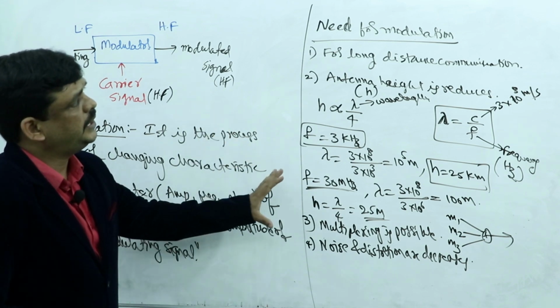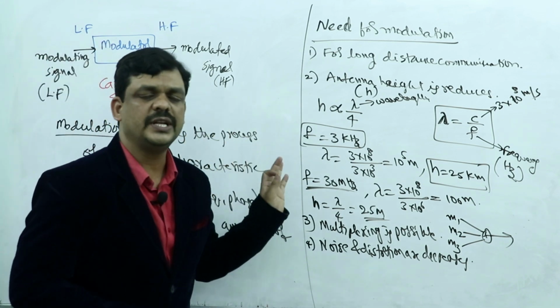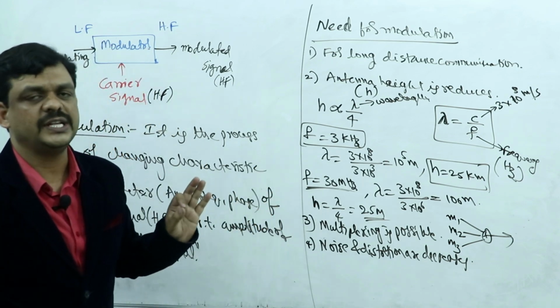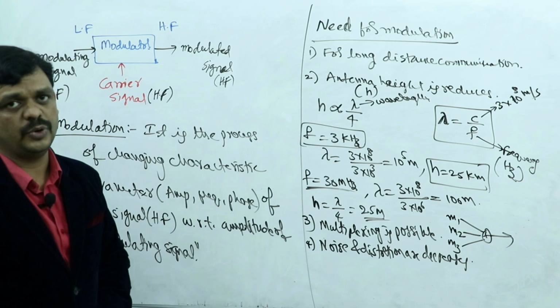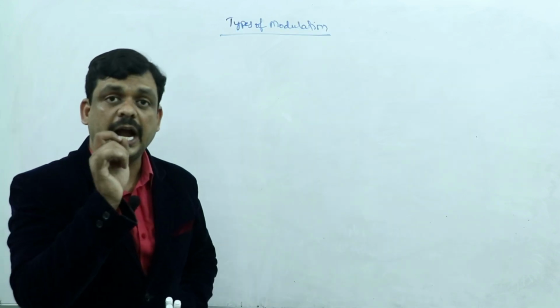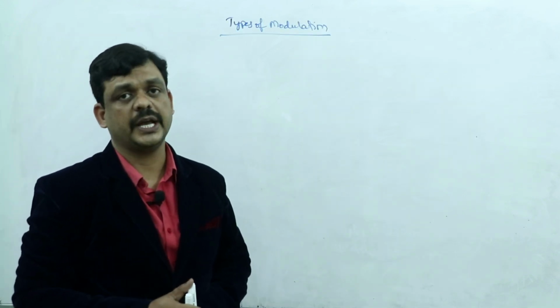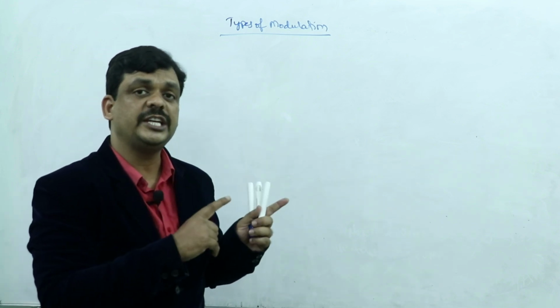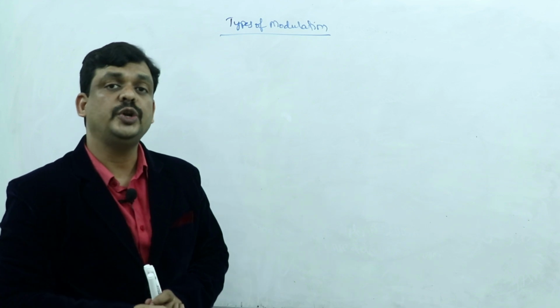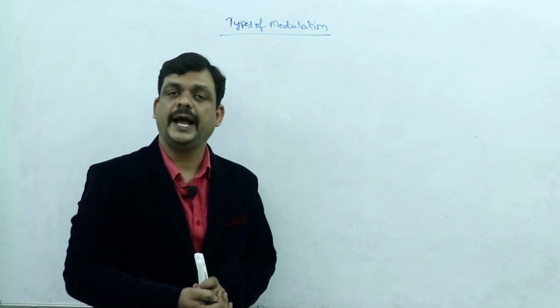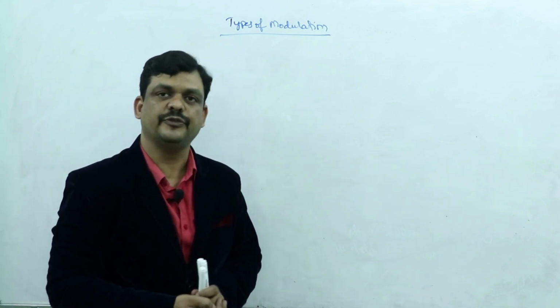So here in this video, I have explained what is modulation and what is the necessity of the modulation, and later we have to discuss the types of the modulation process. According to the carrier signal, the modulation process is classified into two types. One is called continuous wave modulation and another is called pulse wave modulation.